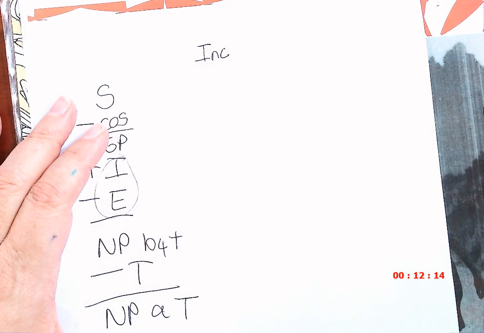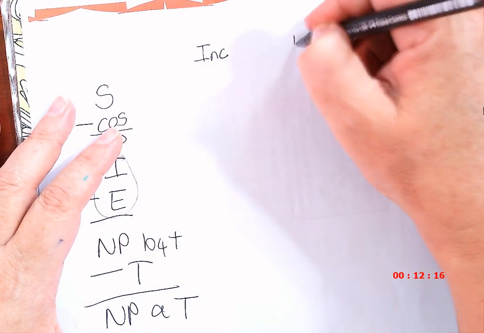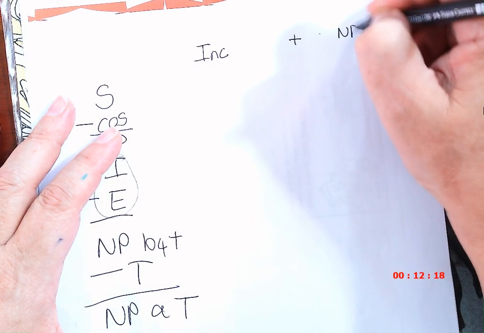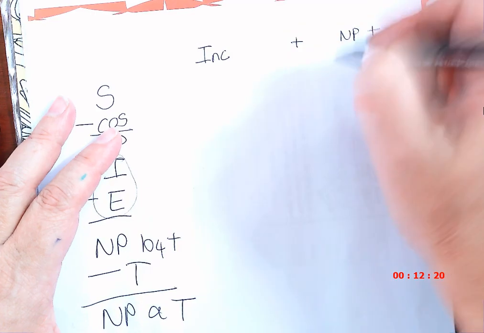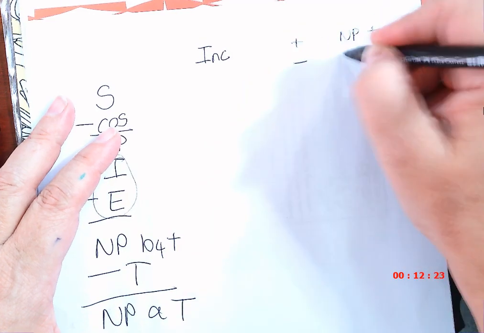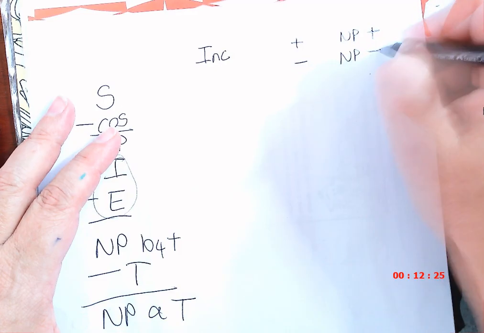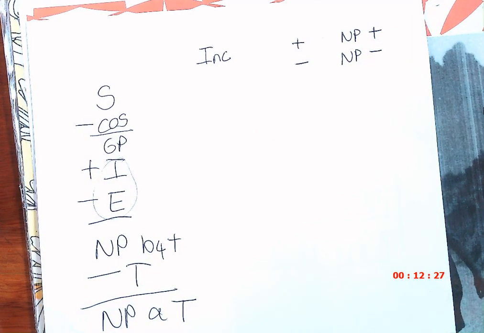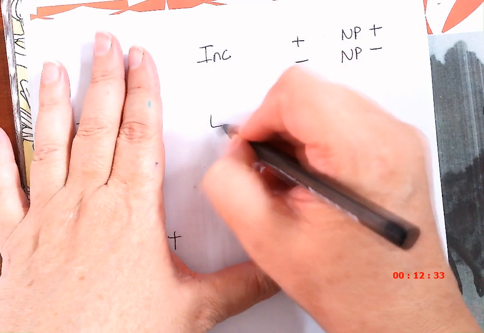What I need you to see is that your income works with your profit. If your income increases, your net profit increases. If your income decreases, your net profit decreases. That makes sense because it's a positive. With the expenses, it works the other way around.